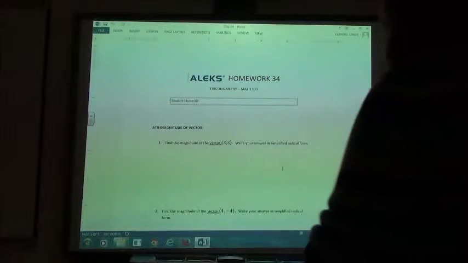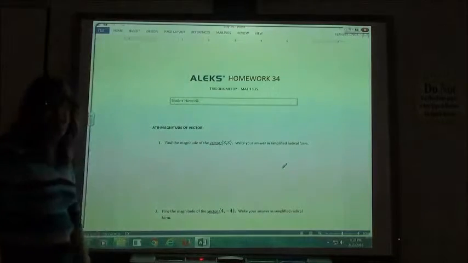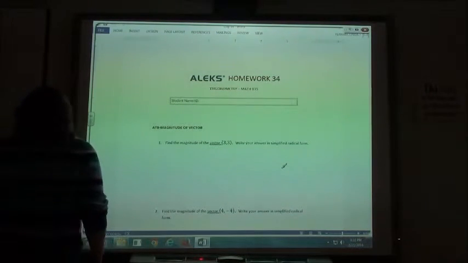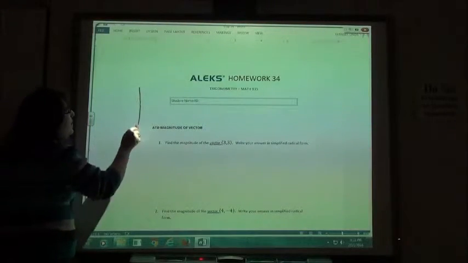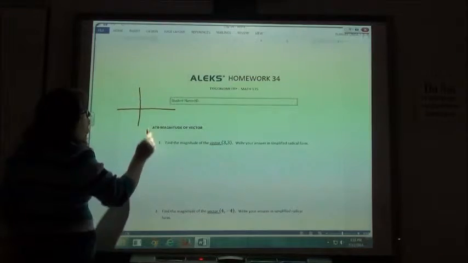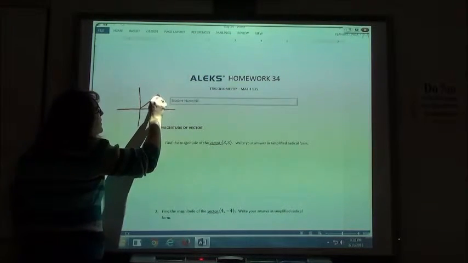All right, homework 34. Now we are going to be working with vectors. A vector is just a math quantity that has both a size and a direction. Usually they represent it with an arrow. So if I had a vector like on this one that was 3, 3, it went 3 here and 3 here, and it would be shooting off like this.